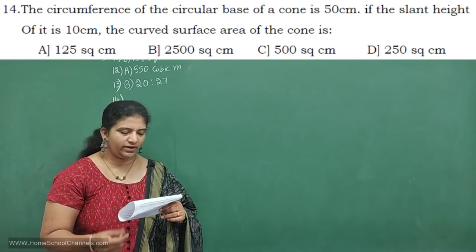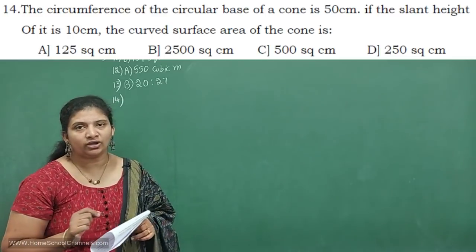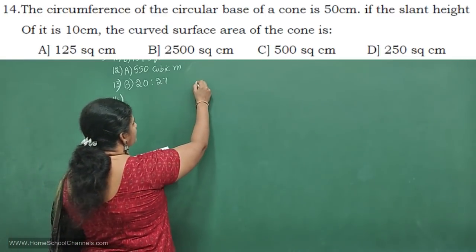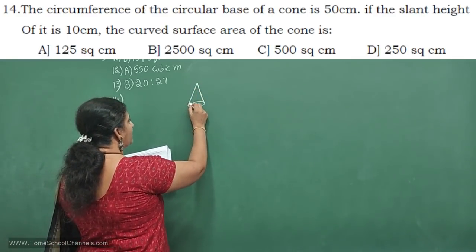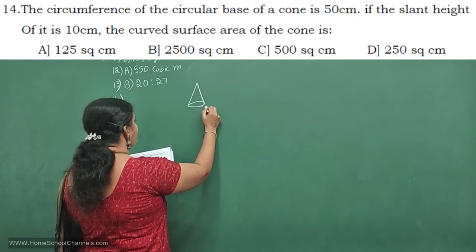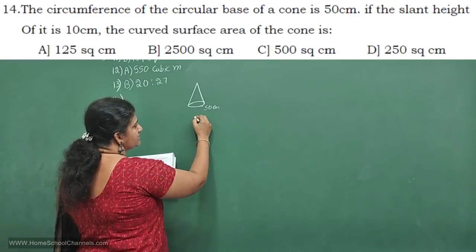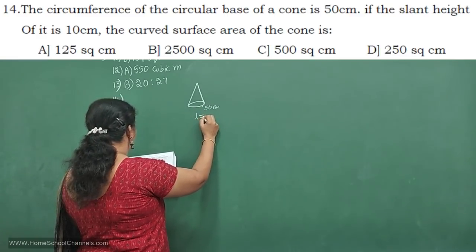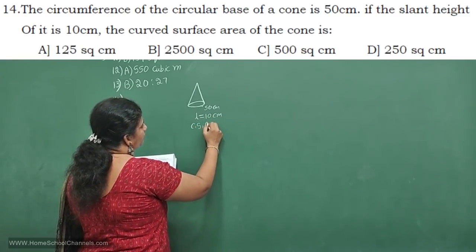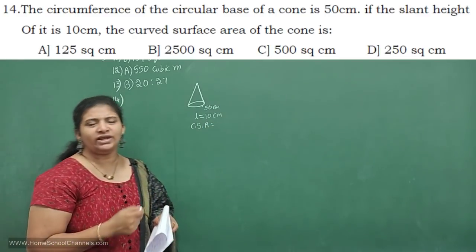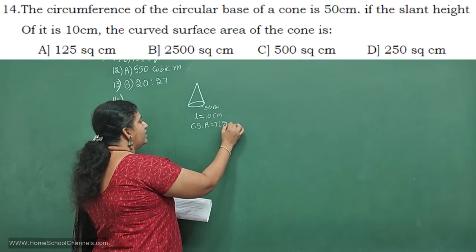14th one, the circumference of the circular base of a cone. Now we are talking about another solid, that is cone. The circumference of the circular base of a cone is 50 centimeters. If the slant height of it is 10 centimeter, slant height is represented by the letter L. L is equal to 10 centimeter. The curved surface area of a cone. Formulas play a major role in this chapter. What is CSA of a cone? It is pi r L.